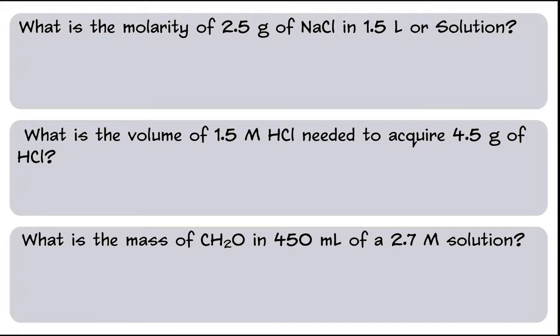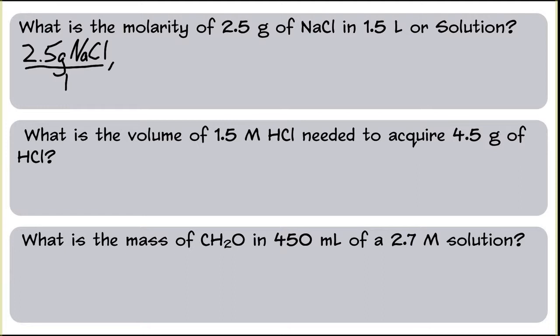Okay. Here are a couple of typical questions, and the first question is asking what is the molarity of 2.5 grams of sodium chloride in 1.5 liters of solution. So the first thing we need to do is let's go ahead and calculate the number of moles of solute. That would be the salt that we have. And we've got 2.5 grams of NaCl, spelled NaCl. Thank you very much.